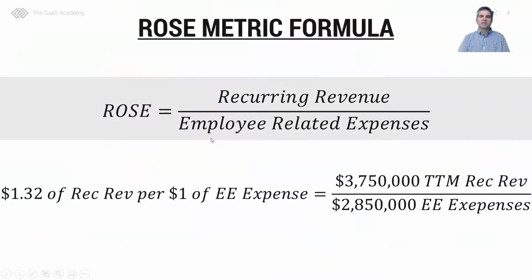So how do we calculate the ROAS metric? In the numerator, we have our recurring revenue. In the denominator, we simply have employee-related expenses, and you can calculate this two ways. One, with employee-related expenses that just include wages, and then fully loaded: wages, taxes, bonuses, commissions, etc., all employee-related expenses.